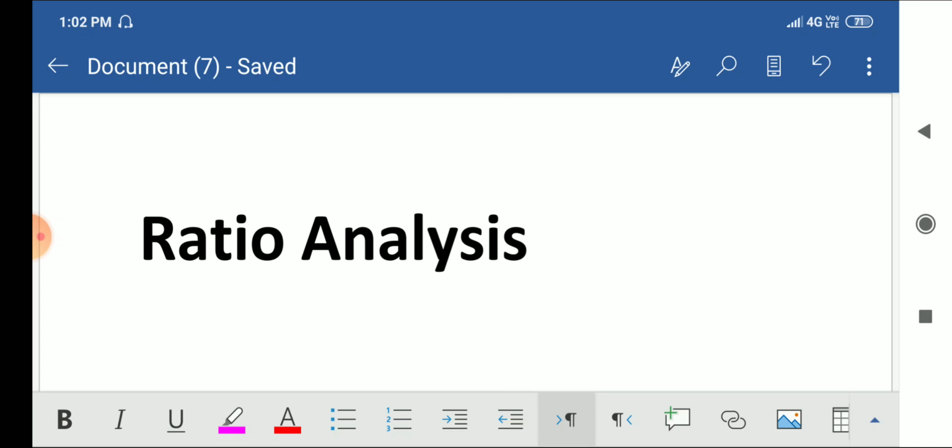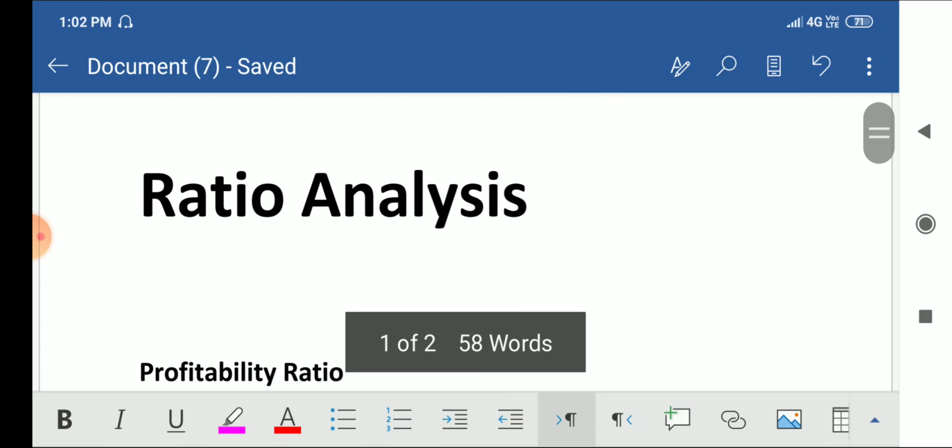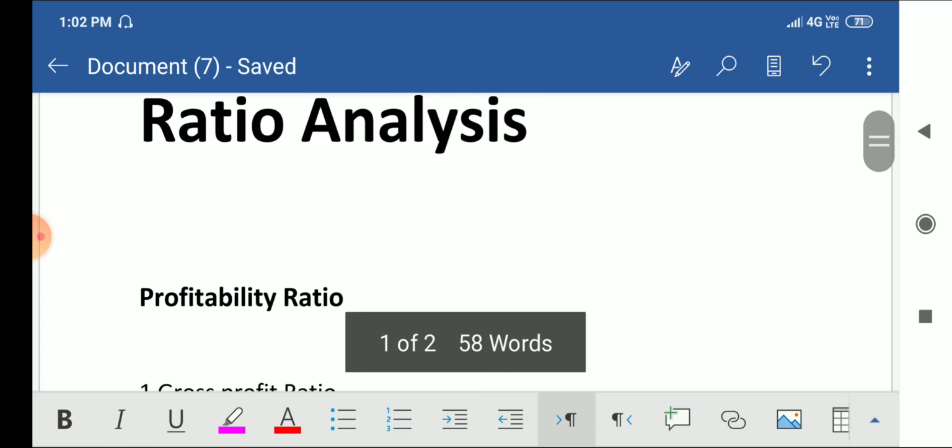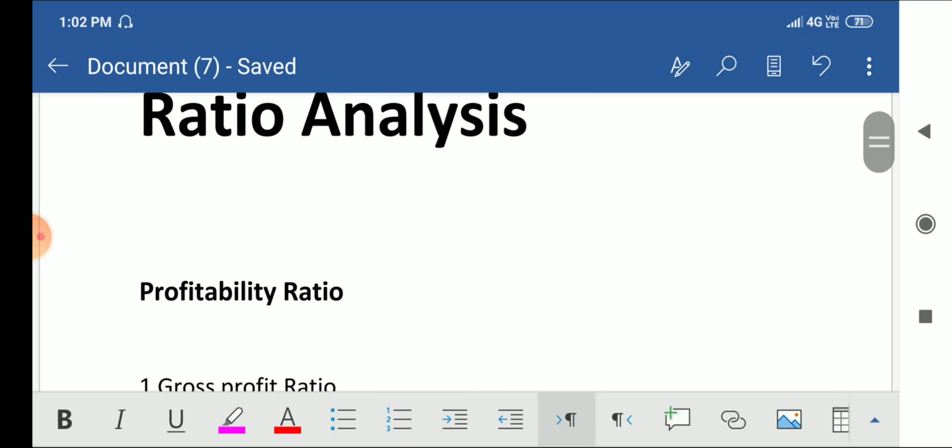Next, classification by purpose or functions: profitability ratio, turnover ratio and financial ratio. In profitability ratio, which ratios are included? Gross profit ratio, net profit ratio, operating ratio, operating profit ratio, expenses ratio. Turnover ratio: debtors turnover ratio, creditors turnover ratio. And financial ratios: short term solvency ratio and long term solvency ratio.